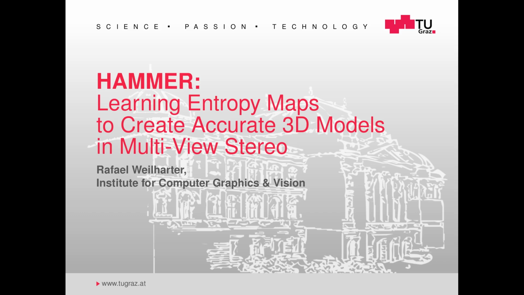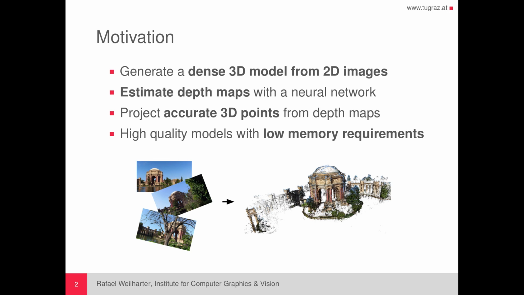Hello, my name is Rafael Weilharter from the Institute of Computer Graphics and Vision at the Technical University of Graz in Austria. I'm going to talk about our paper titled Hammer, Learning Entropy Maps to Create Accurate 3D Models in Multi-View Stereo. First off, I want to quickly talk about the motivation for this work.